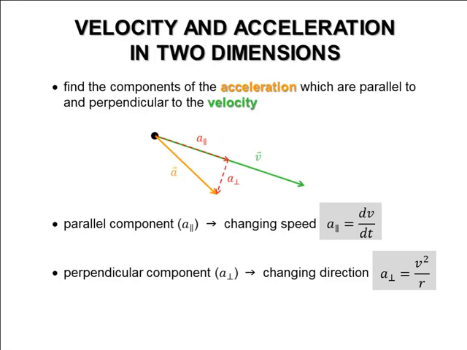over r. So if we can find the acceleration, break it up into components, we now have an exact interpretation for the two components. The parallel component tells us dv dt, how quickly the speed is changing, and the perpendicular component is equal to v squared over r. That tells us how rapidly the object is actually turning.